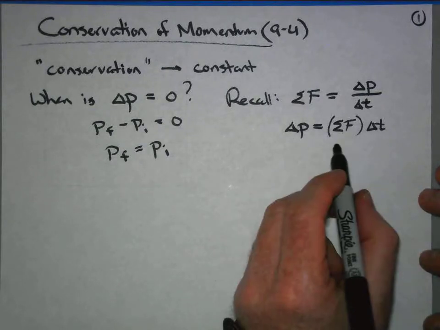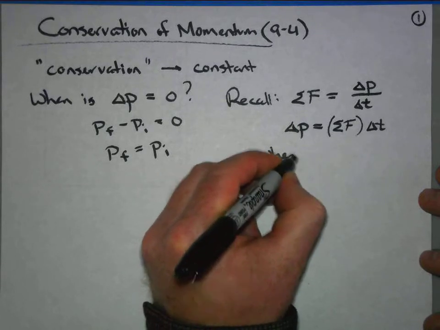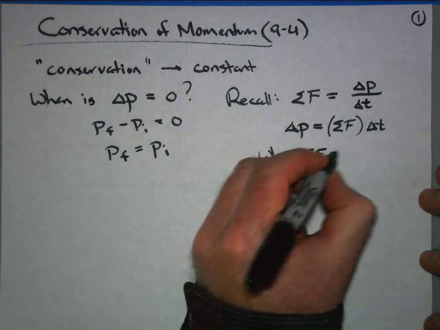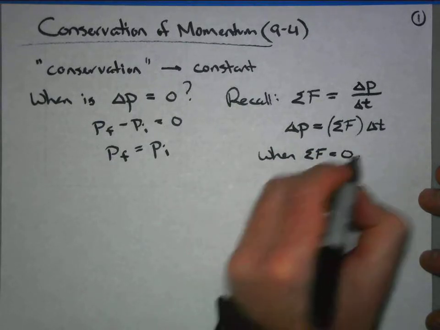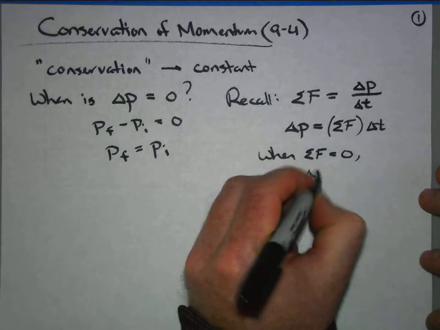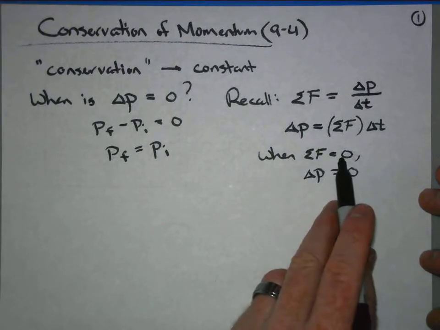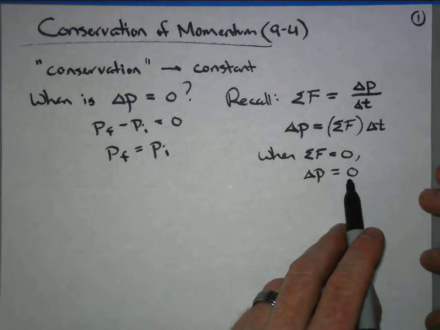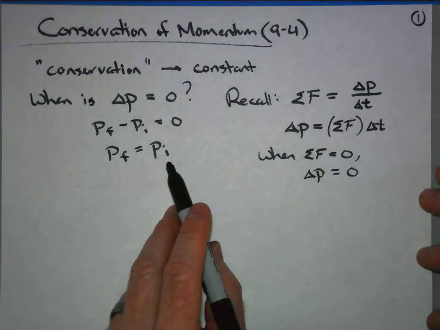So instead, we'd say that when there are no forces acting on an object, when the sum of forces is equal to 0, then the change in momentum will be 0. So in other words, if there's no net force acting on an object, the object will experience no change in its momentum, and therefore the final will equal the initial over any time interval, right?